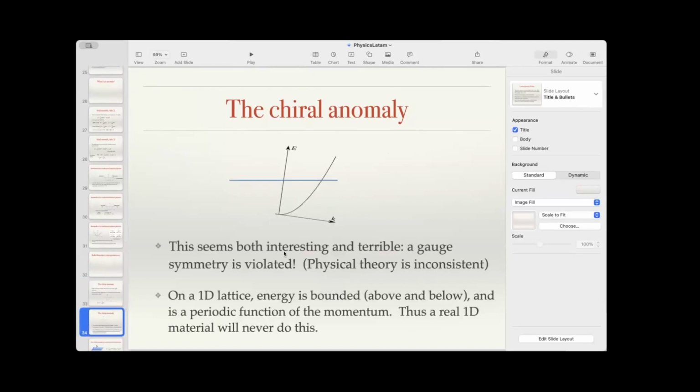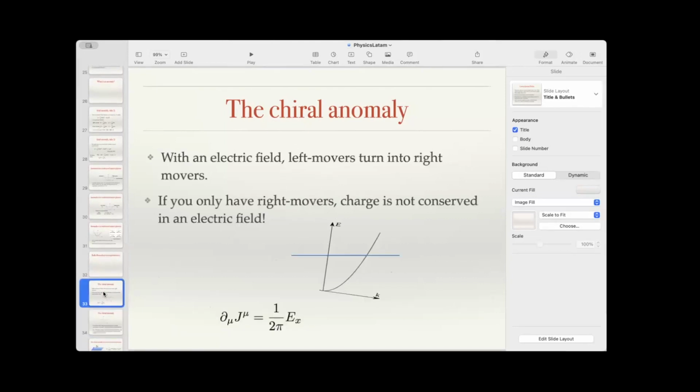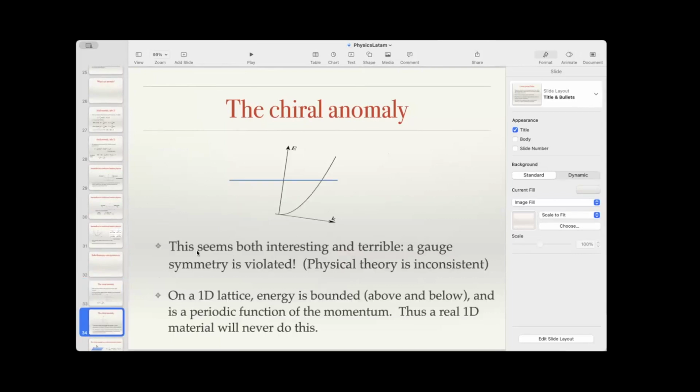This is what we call the chiral anomaly for one-dimensional fermions. And this observation seems pretty terrible, because if you want your electromagnetic symmetry to be gauged, then you cannot violate a gauge symmetry. It cannot be violated by the measure of the path integral. And so this theory is clearly very troubled and physically inconsistent.